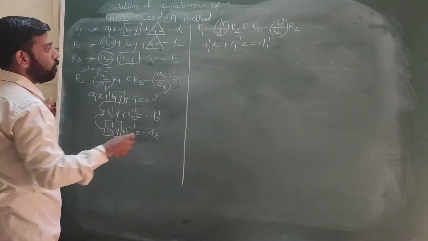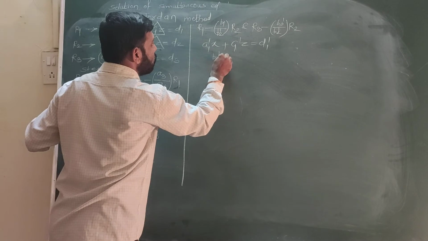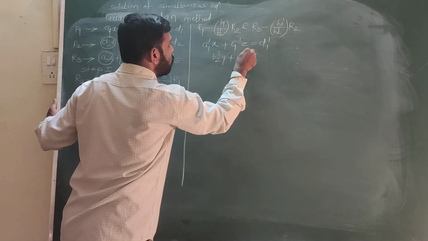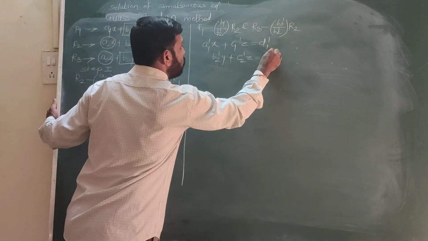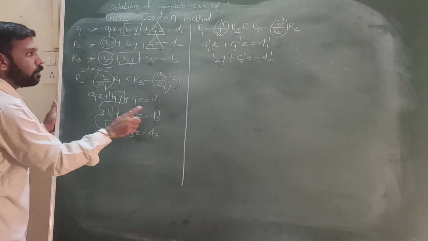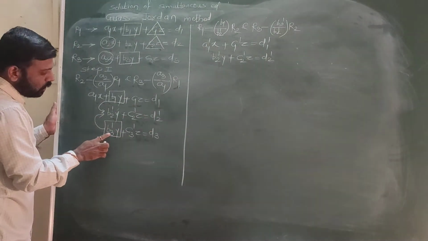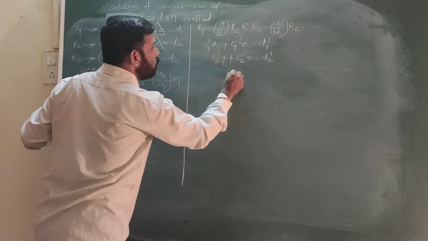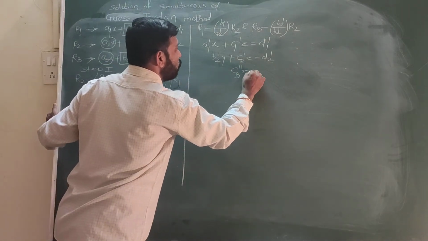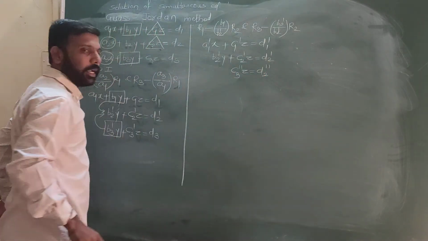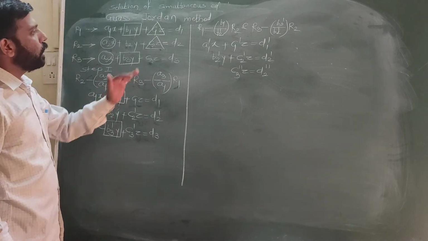Second equation same. Third equation, this element is 0. Now we have c3 double dash of z equals d2 double dash. So step 2 we completed.